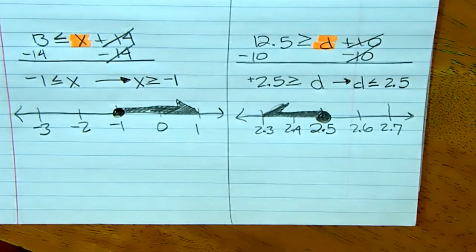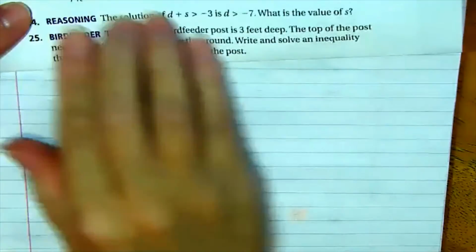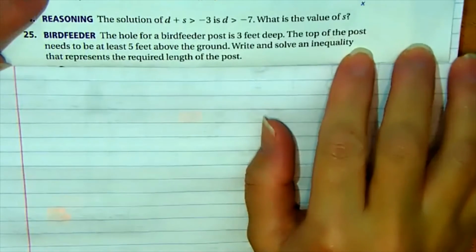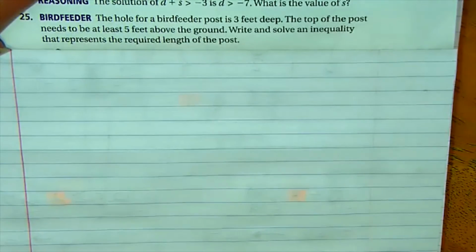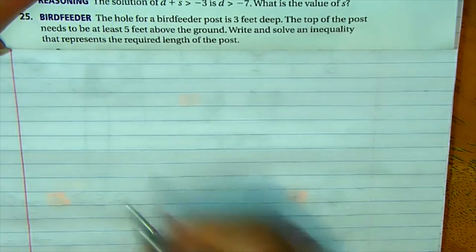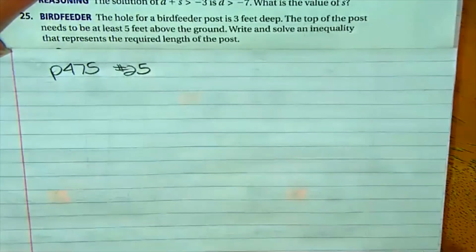Okay. I want to set up one word problem with you. Now remember, when we set up a word problem, it's not enough to copy it. You have to understand why it's being set up that way, because you'll see it again as a CER. You're going to see this again as a CER. So make sure you understand the problem. Don't just copy it. Okay, we are on page 475, number 25.